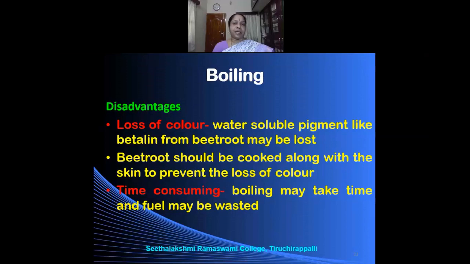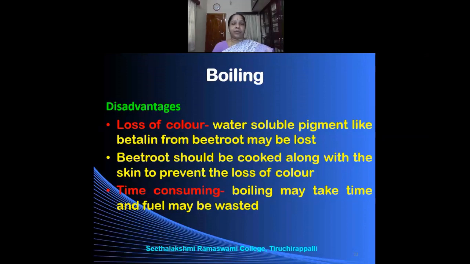Therefore, there are certain pigments that are water soluble, like the anthocyanins, and they would be lost when they are boiled. When food containing water-soluble pigments is boiled, those pigments may be lost. Beetroot, therefore, should be cooked along with the skin in order to prevent the loss of color.